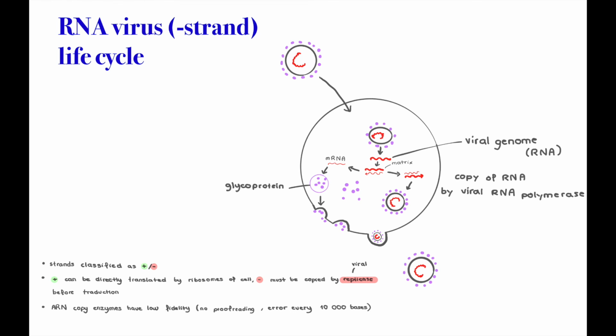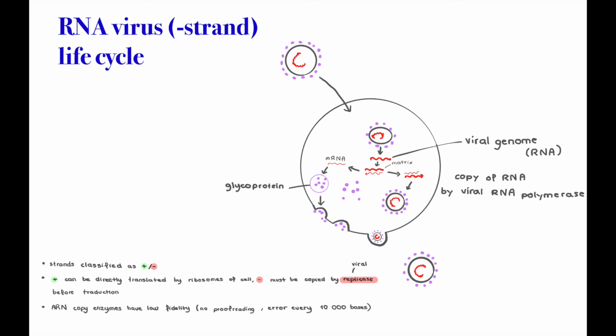So it's going to be copied, transcribed by the cell. There's going to be a copy of RNA by the viral RNA polymerase. And just for your information, I've written it down here, the negative strand is going to be copied by an enzyme, which is the virus's own, called a replicase. So this is the enzyme that's going to copy the negative strand into its complementary, which is the positive strand.